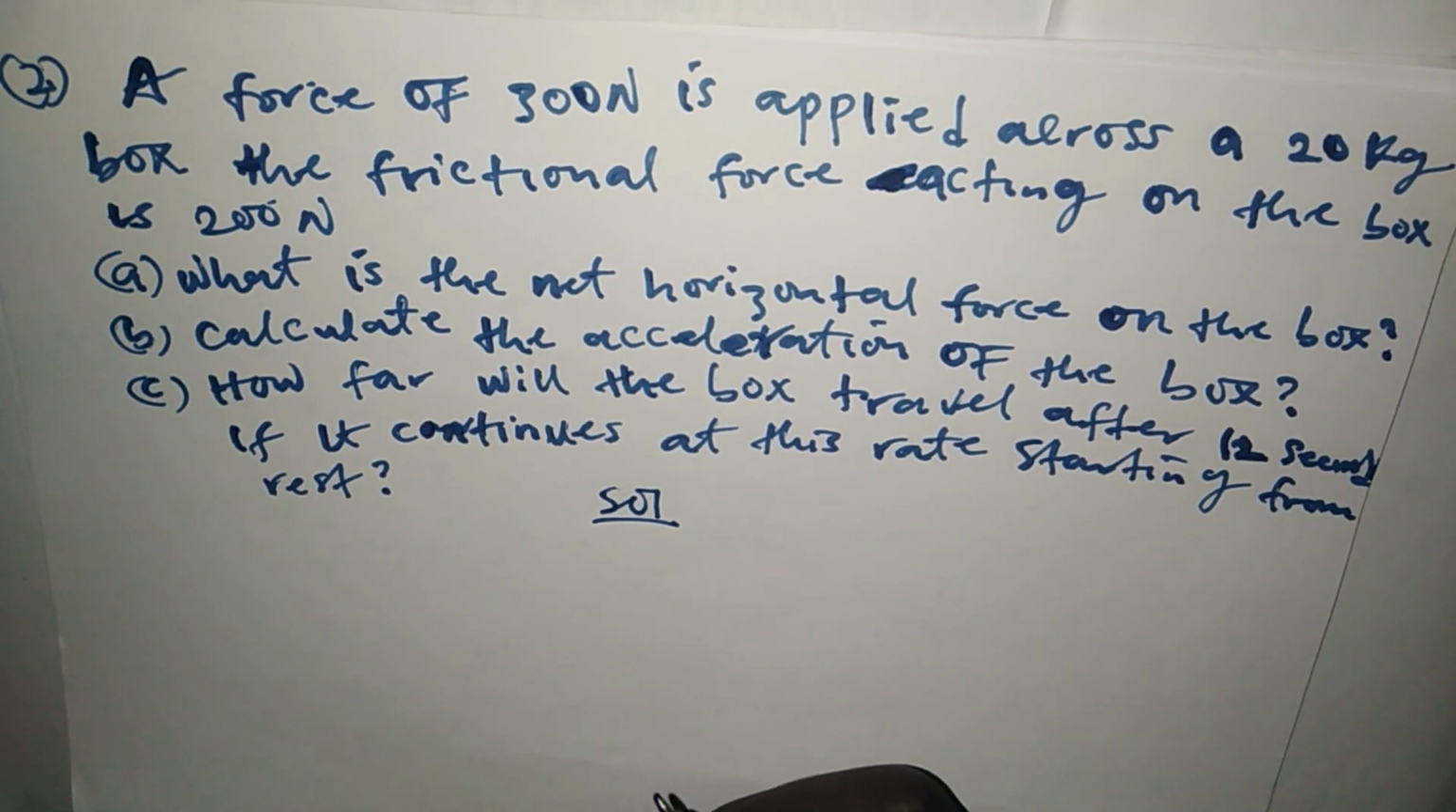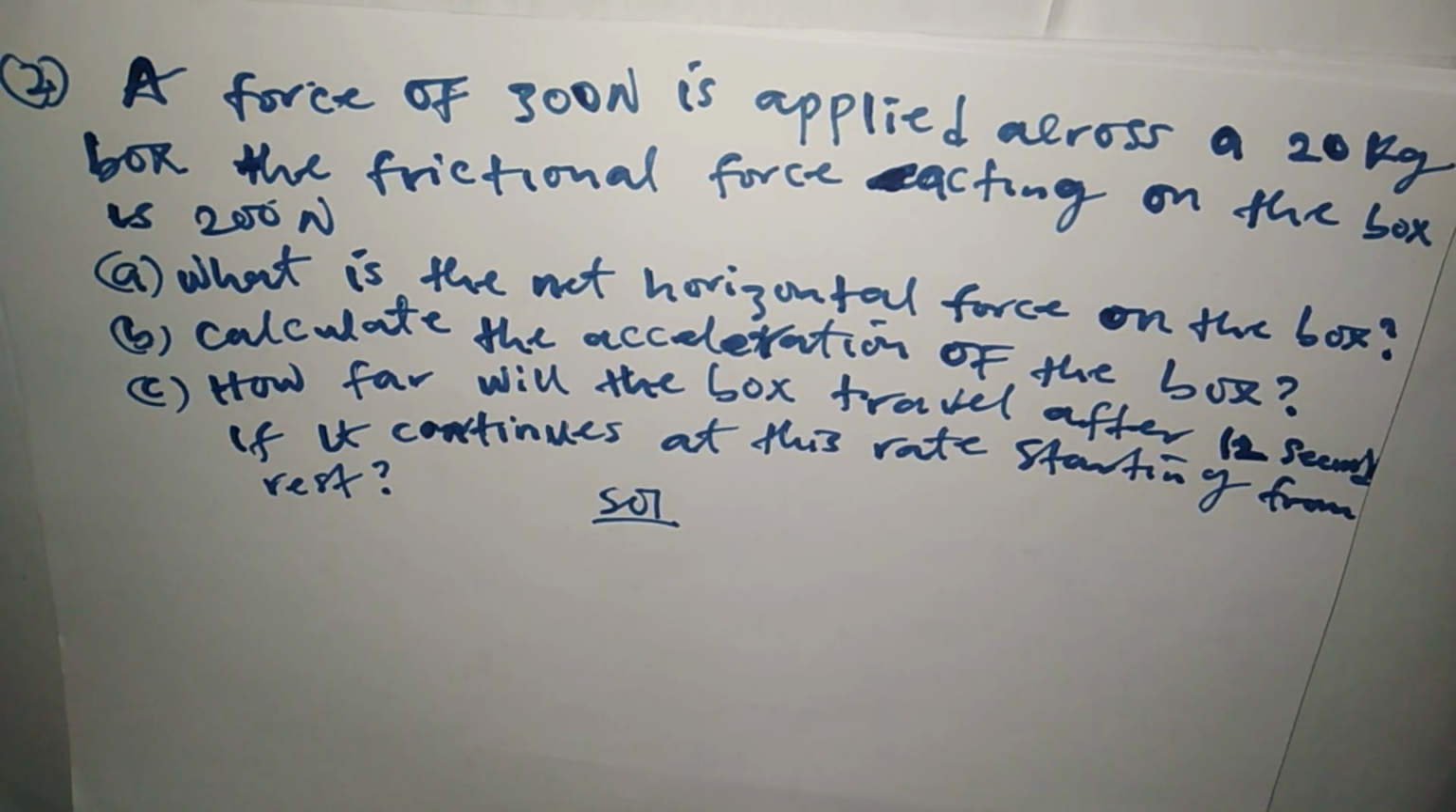So the question says, a force of 300 Newton is applied across a 200 kg box. The frictional force acting on the box is 200 Newton. A. Calculate the net horizontal force on the box. B. Calculate the acceleration of the box. C. How far will the box travel after 12 seconds if it continues at the rate starting from rest?